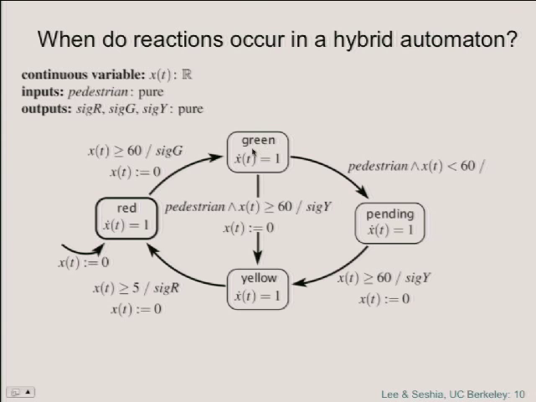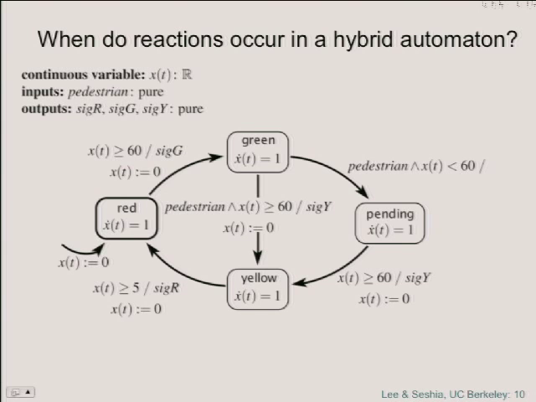That's true. So there's always an implicit self loop, right? If none of your outgoing transitions are enabled, okay, there's an implicit stuttering reaction where you just stay in the same state, okay? So that's here. So if pedestrian is absent, we just stay in green and keep doing this dynamics.